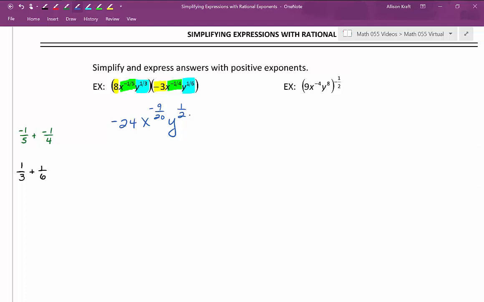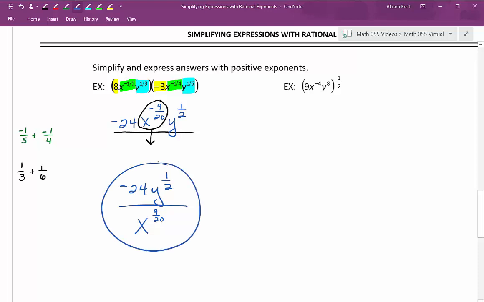I want to eliminate any negative exponent. We do that by taking it to the other side of the fraction. So if you don't have a fraction, like we don't in this case, we'll just make one. And only the factors with a negative exponent get moved. The 24 does not get moved. That is not a negative exponent. That's a negative 24. Negative 24 and y to the 1/2 stay on the top. And then x to the 9/20 moves to the bottom. And there's our answer.